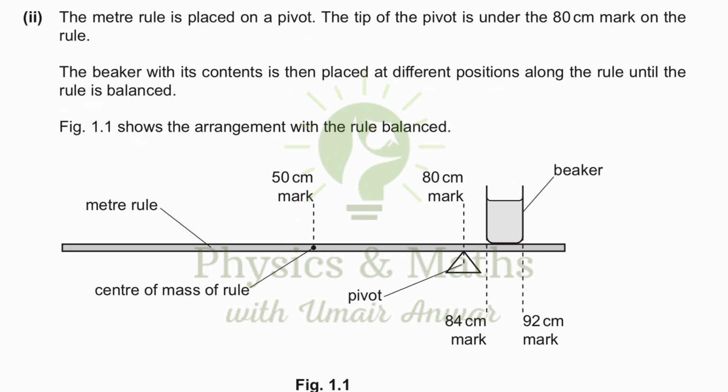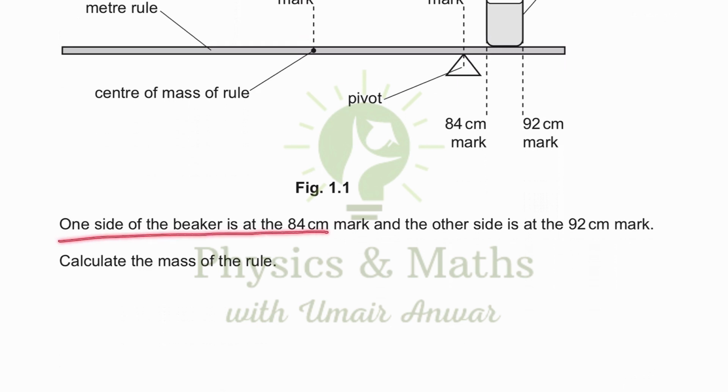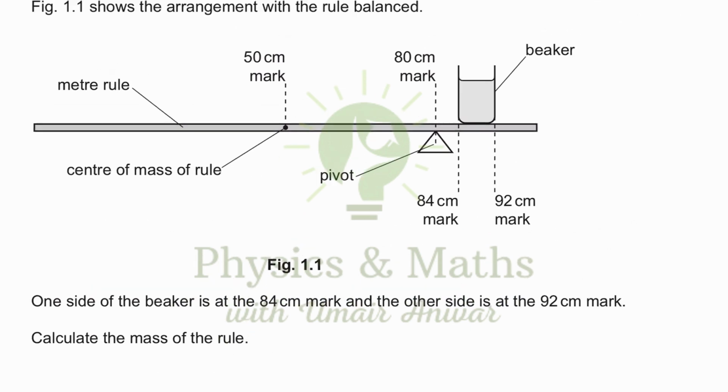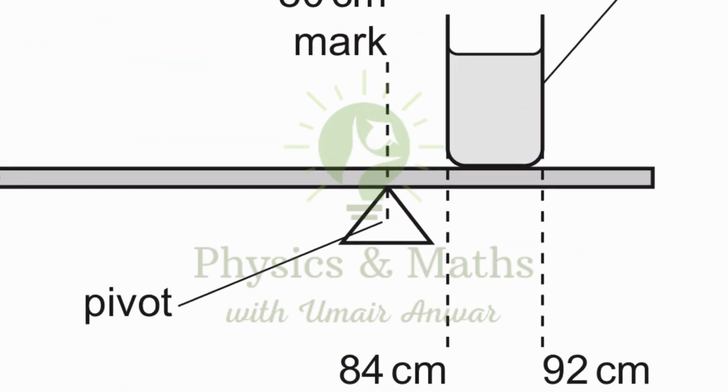Remember, when something is balanced, it means that the clockwise and anti-clockwise moments are equal, so it is not turning in any direction. And secondly, the upward forces are balanced by the downward forces for that particular arrangement. One side of the beaker is at 84 centimeters mark and the other side is at 92 centimeters mark. So this is the side of the beaker which is 84 centimeter mark, and this is the other side of the beaker which is 92 centimeter mark.